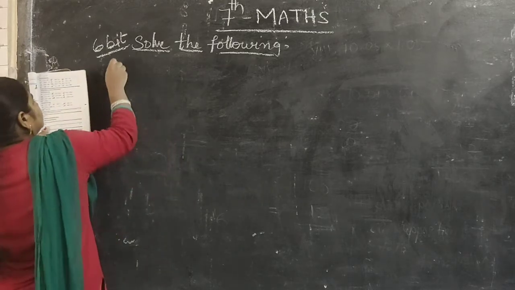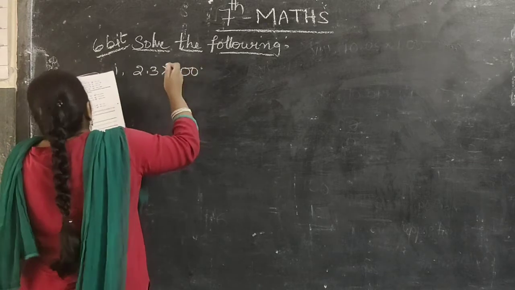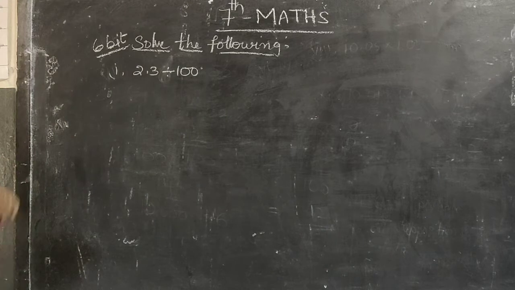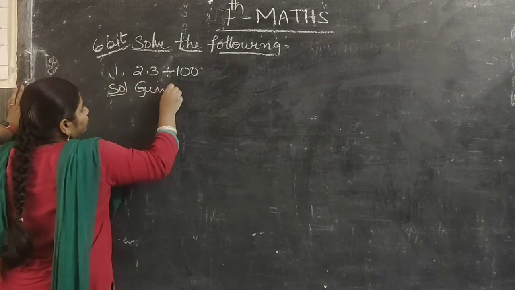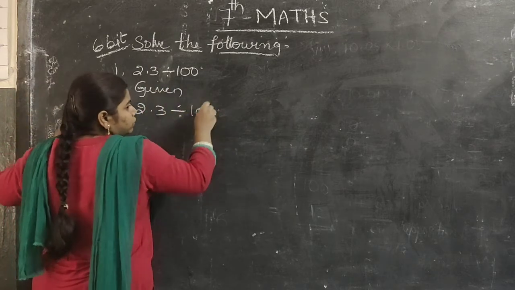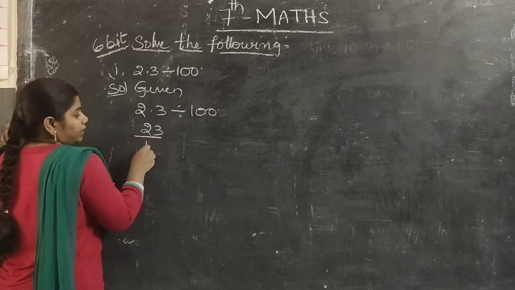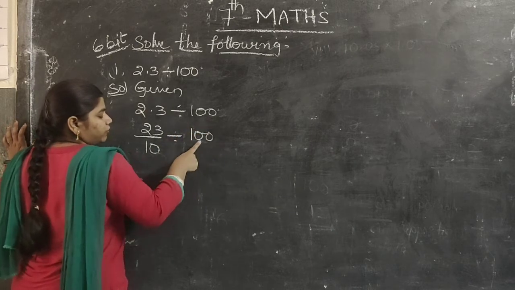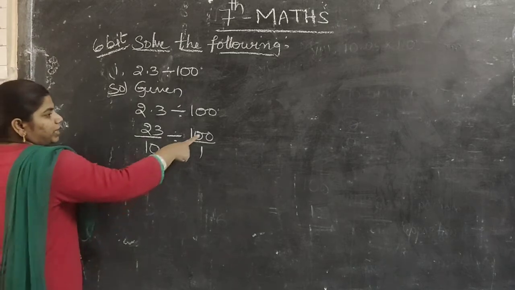2.3 into 100, sorry, 2.3 divided by 100. So how to divide this? First write the decimal number in fraction form. They have given 2.3 divided by 100. So 2.3 we can write in the form of 23 by 10 divided by 100. For 100 you don't have any denominator, that means it is equal to 1. So it will be 100 by 1.